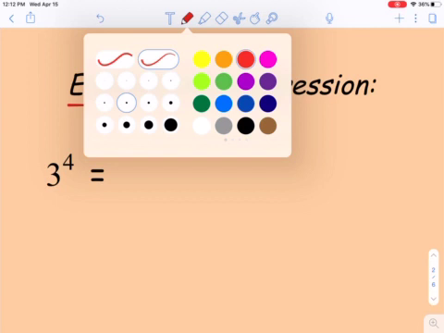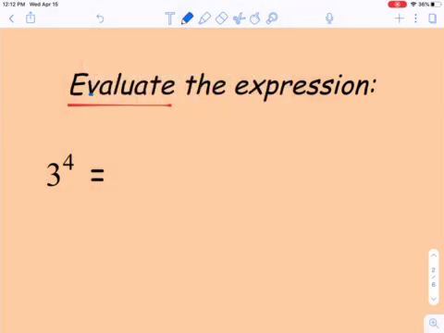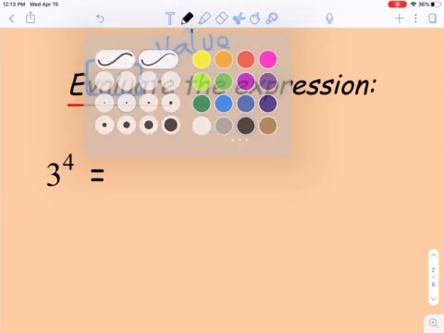When we say evaluate something, the key word, if you look at this little stem right here, is value. Whenever you evaluate something, you are trying to find the value of the expression. So they want you to assign a number to it. That's what we're going to do with these.